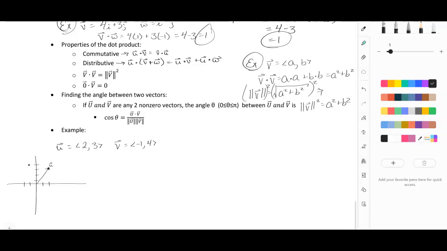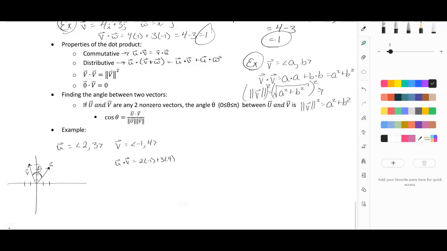Negative 1, 4 would be vector v. And we're looking for the angle between them. So we're looking for this angle value. So I need to find u dotted with v. So it's going to be 2 times negative 1 plus 3 times 4. Negative 2 plus 12 is 10.